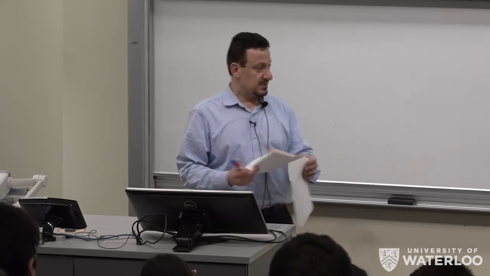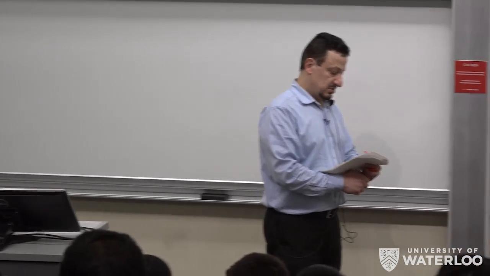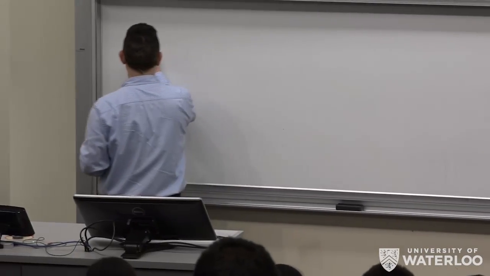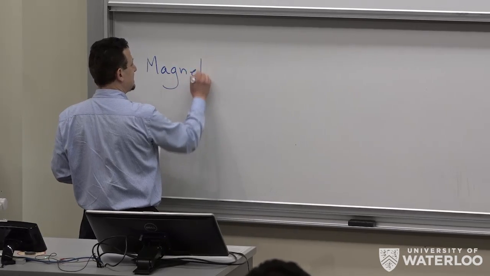All right. So right now we're in chapter 30. We are going to discuss how to find the magnetic field. So basically, the first part of chapter 30 is magnetic.